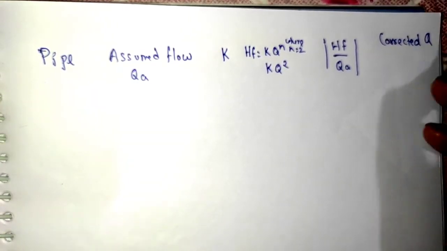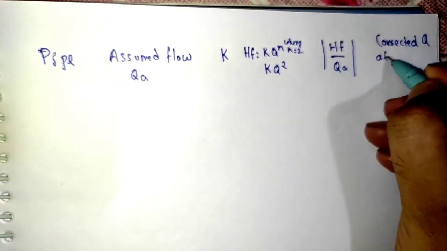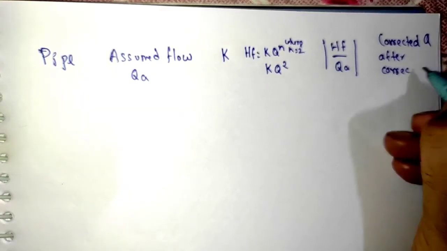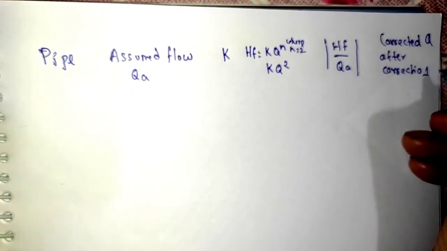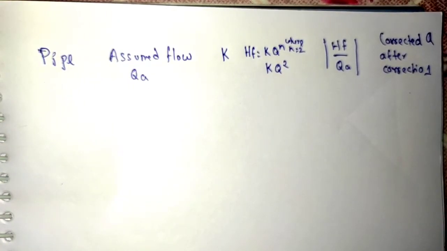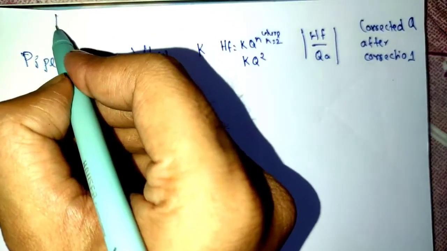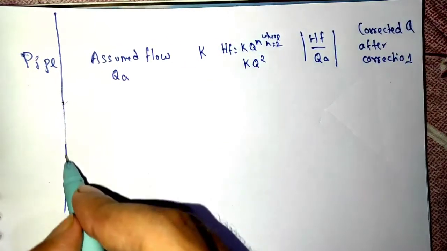Q after correction 1. I have written corrected Q after correction 1 because we are doing a sort of trial and error method, and in the trial and error method you have to do different types of corrections. That is, you have to do subsequent corrections for every pipe, right? So we'll draw this table here.